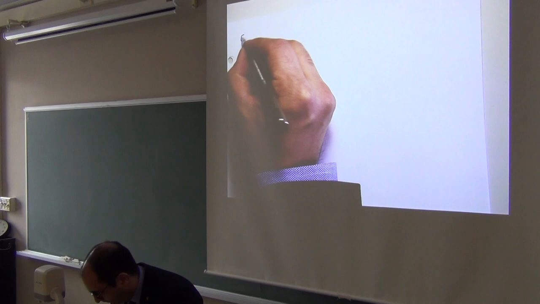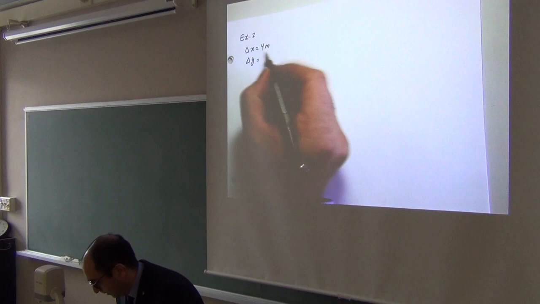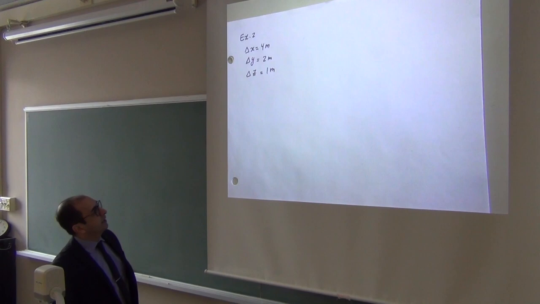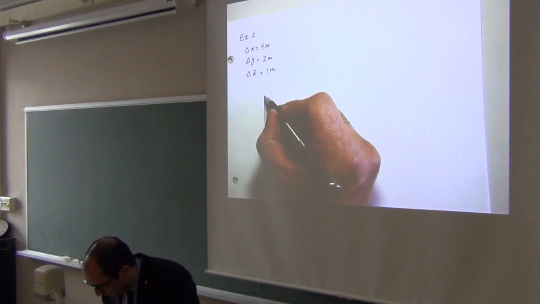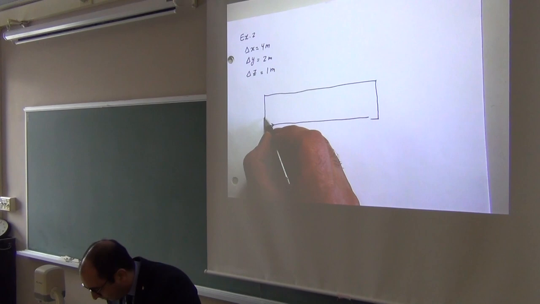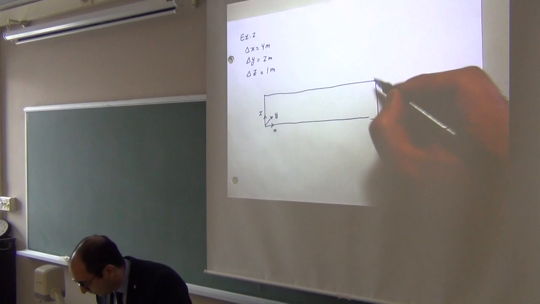So delta x is equal to 4 meter, delta y 2 meter, delta z 1 meter. It really doesn't matter which orientation x, y, and z are, but for the sake of making sense of this, let's suppose it was a boundary layer flow, where I had a flow along the x direction, y was into the page, and suppose z was normal to the surface or the wall. So this could be my grid domain.